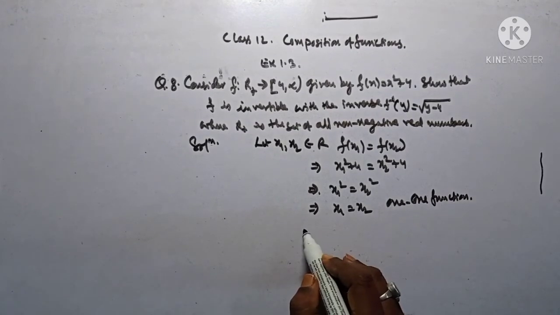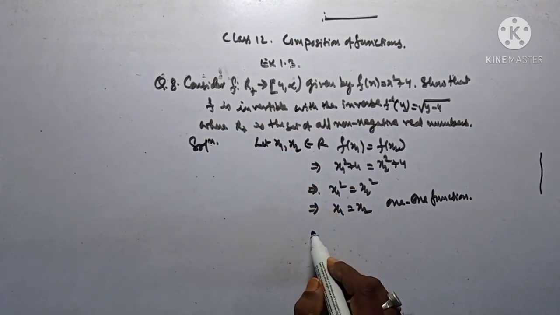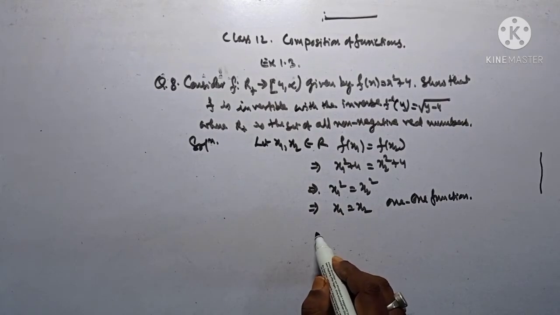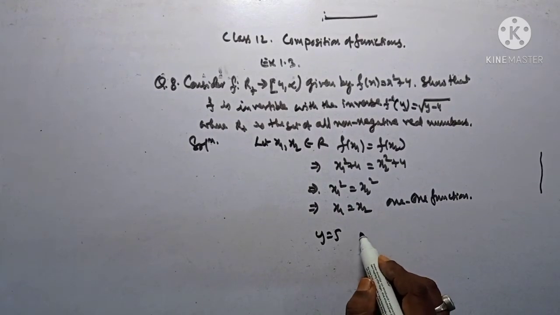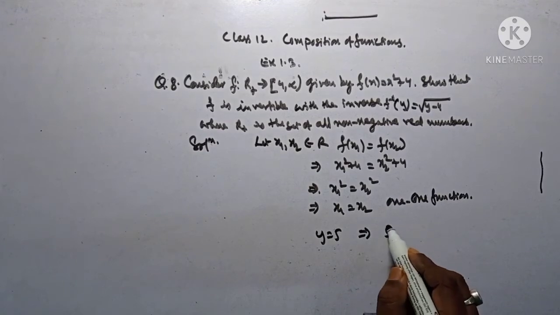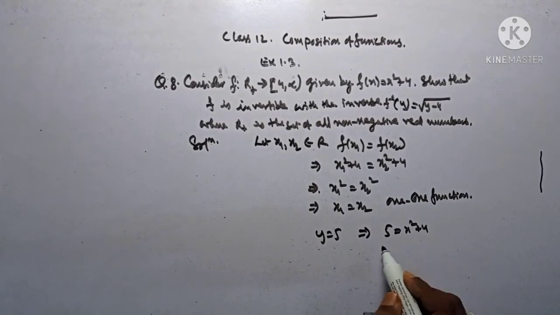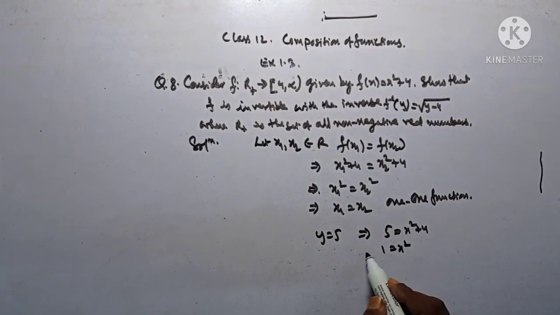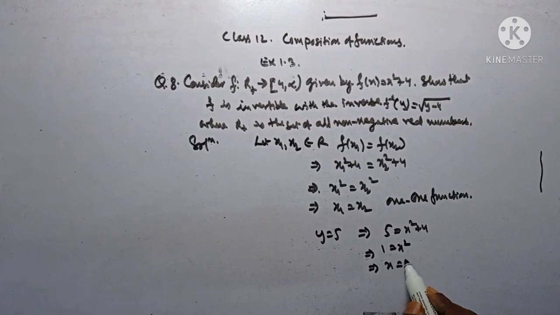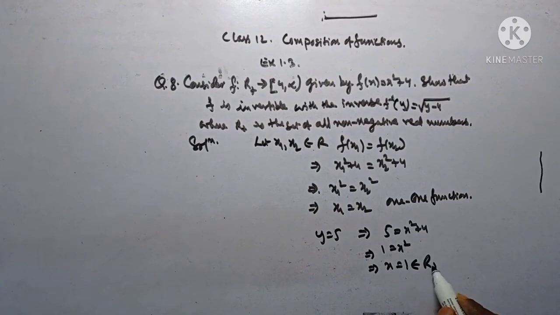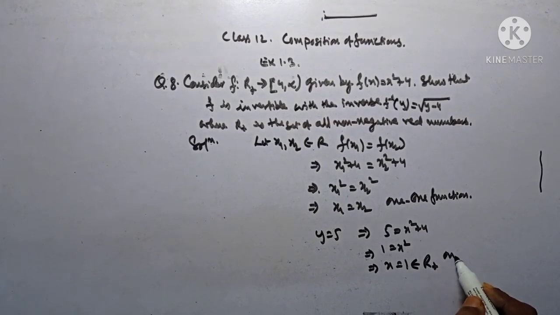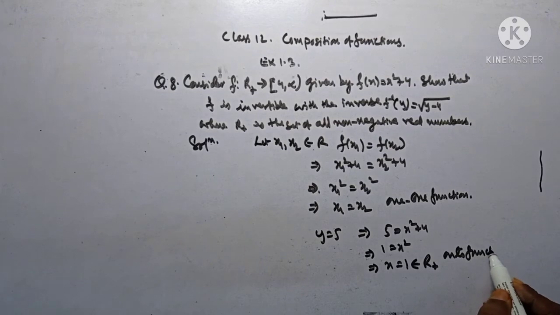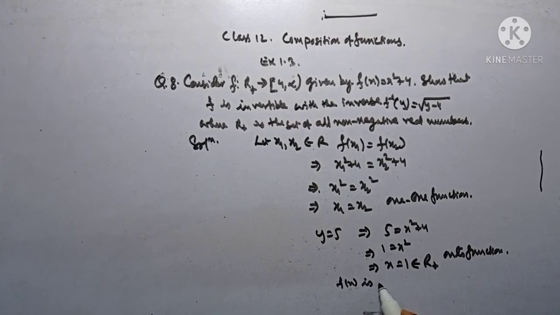And again you take any element of the codomain, that is 4 to infinity. Let me take y is equal to 5. So 5 is equal to x square plus 4. So 1 is equal to x square. So your x will be equal to 1, and this belongs to R plus, so it is an onto function. So your f(x) is invertible.